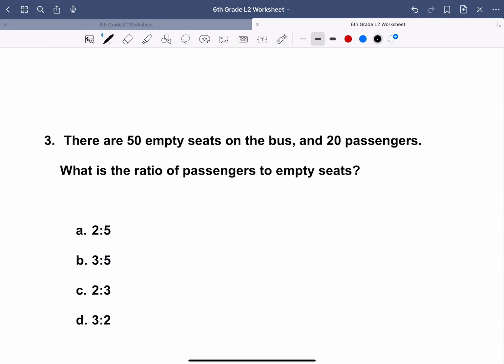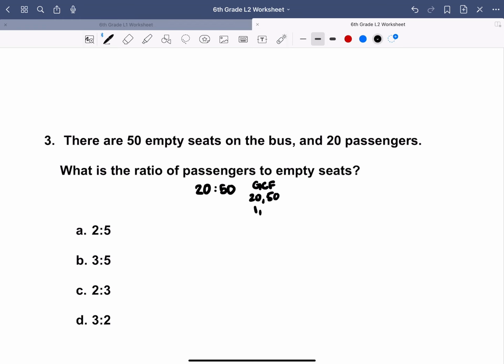There are 50 empty seats on the bus and 20 passengers. What is the ratio of passengers to empty seats? So on here, we can say that this is 20 passengers to 50. And we'll use the GCF method. Keep in mind, you actually don't have to use this. I still don't know why my teacher made me do this method in school.